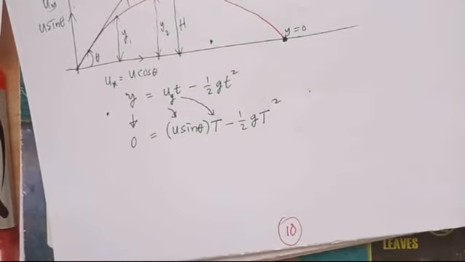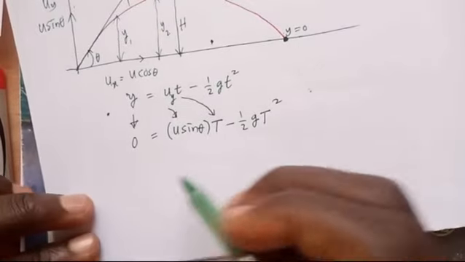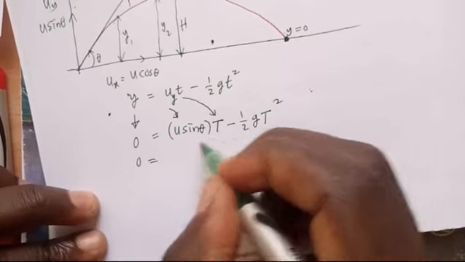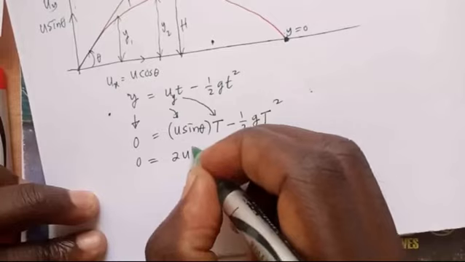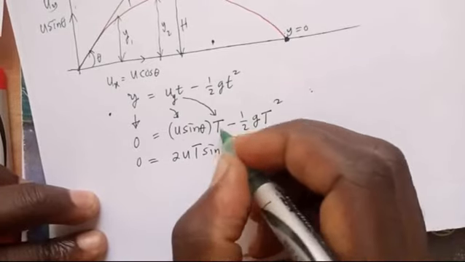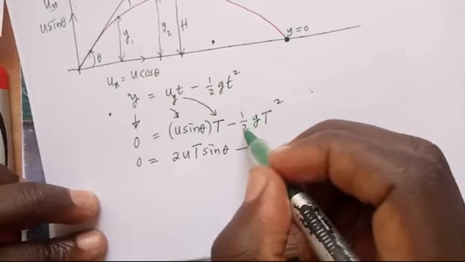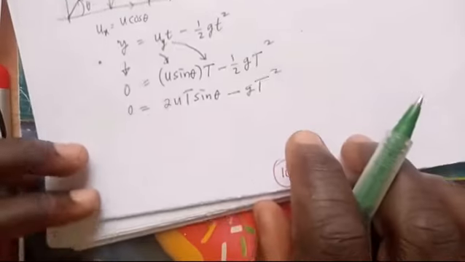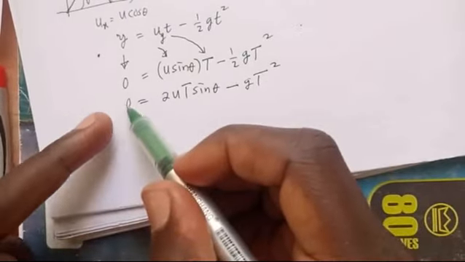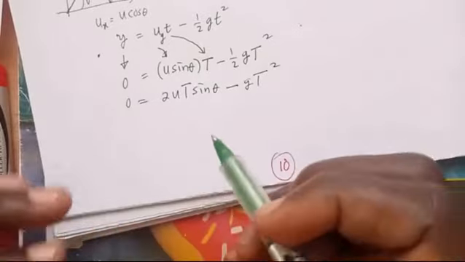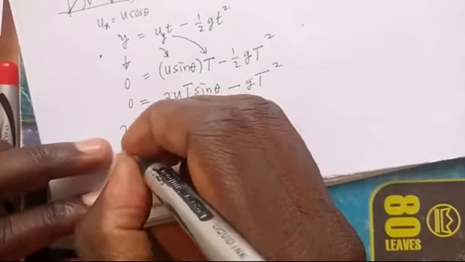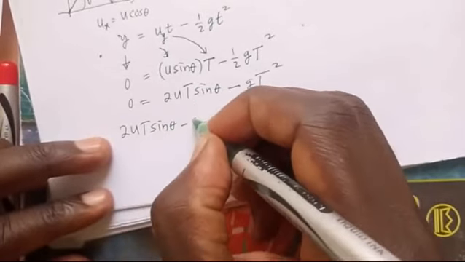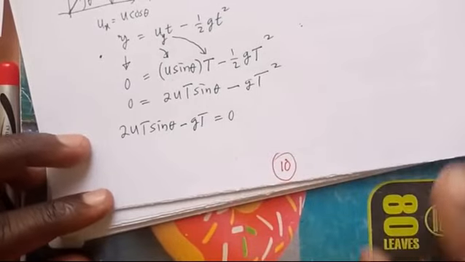Now I can multiply both sides by 2 to cancel this fraction. Every term will be multiplied by 2. 0 times 2 is 0. Then this one times 2 will be 2u capital T sine theta. Then minus, if I multiply by 2, the 2 will cancel the 2 under here, and I will have g capital T squared. I will rewrite it in such a way that the 0 is here, and bring the right hand side to the left hand side. When I do that, I have 2uT sine theta minus gT squared is equal to 0.